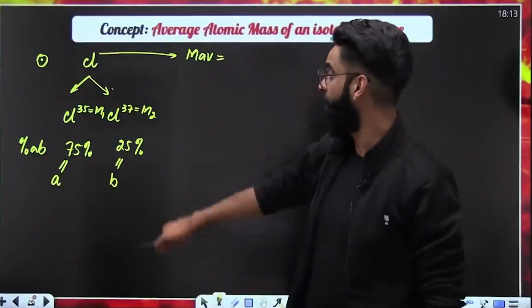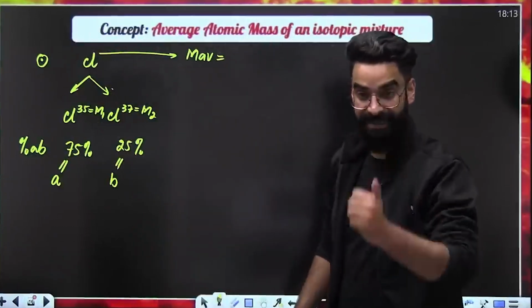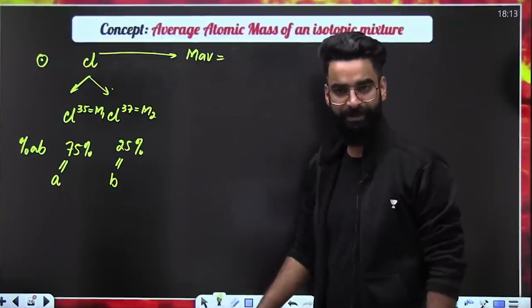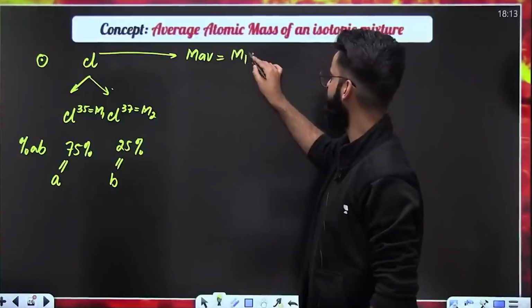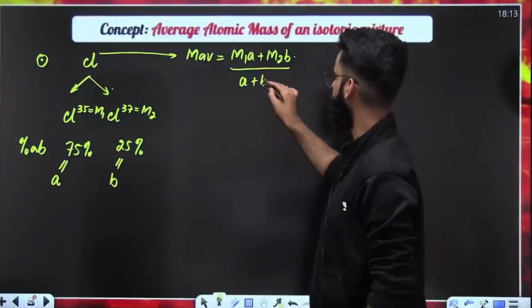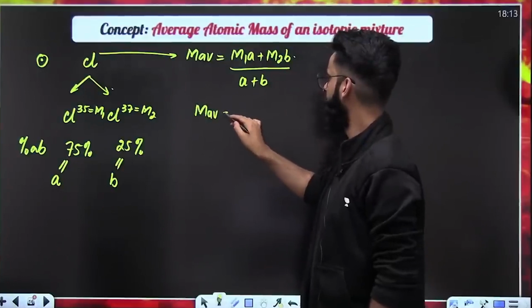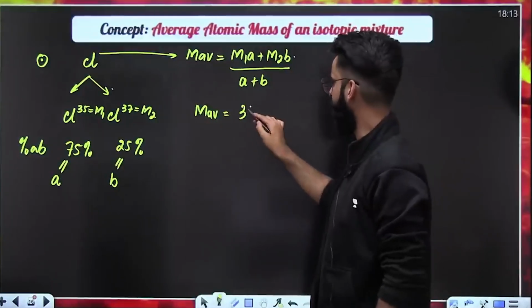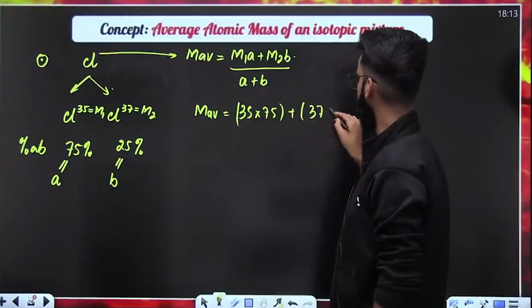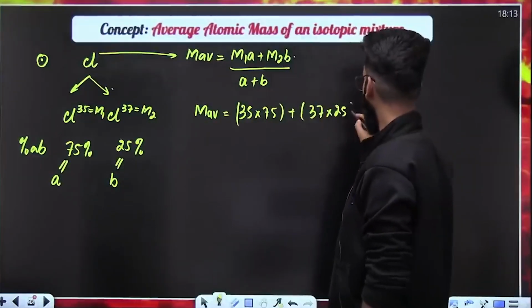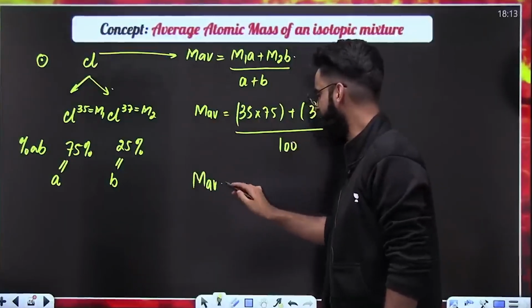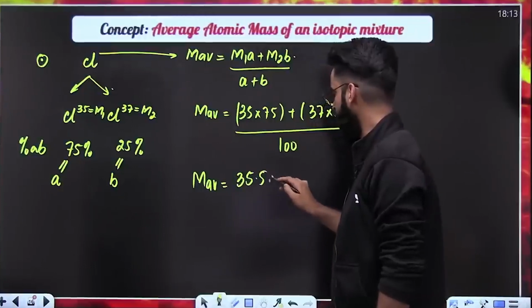Now, my dear students, since chlorine has isotopes, do we calculate the normal atomic mass? No. We calculate the average atomic mass. What is the formula to calculate average atomic mass? It's M1A plus M2B divided by A plus B. Now, what is the value of M1? M1 is 35. What is the value of A? 75. What about M2? 37. B is 25. And A plus B is always equal to 100. So when you solve this equation, you'll get the value exactly as 35.5.